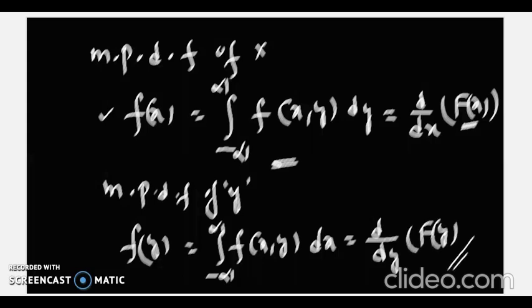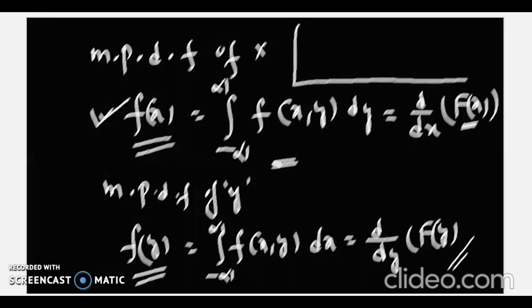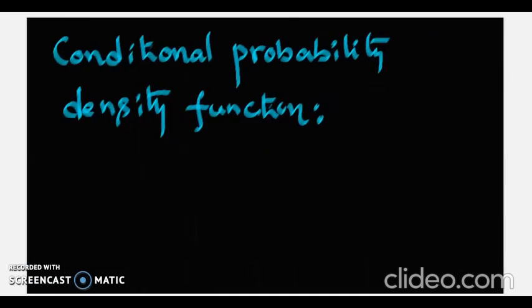This is about the marginal probability density function of x. This is the marginal probability density function of y. Here x comma y are independent if and only if f of x comma y can be written as f of x into f of y. Now, conditional probability density function.